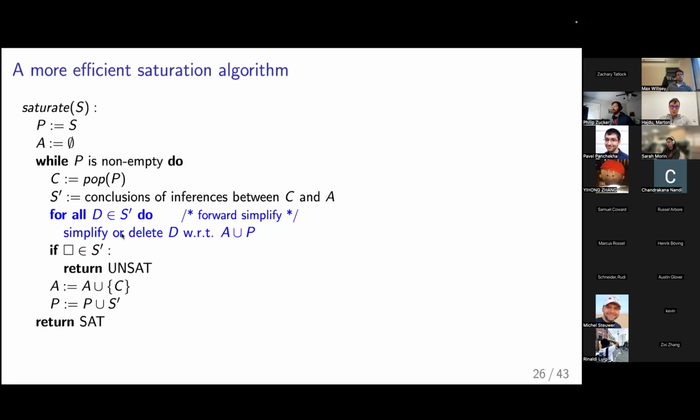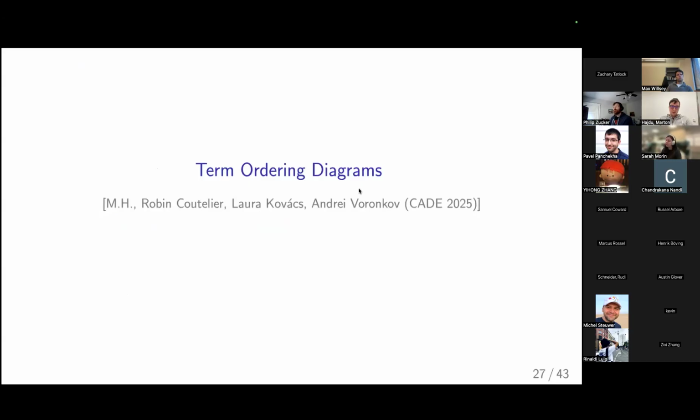Okay, and this covers kind of the introductory part into saturation-based theorem proving and superposition reasoning. And now I want to cover one particular aspect of implementing forward demodulation, so the forward variant of demodulation, which is term ordering diagrams. This is a work that has been published last year at CADE.